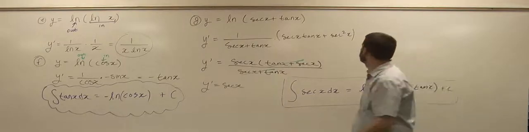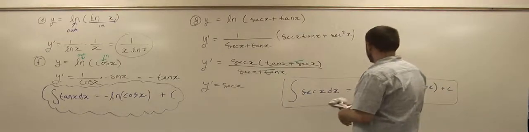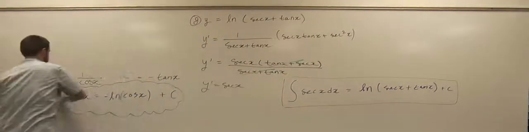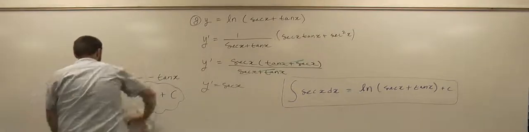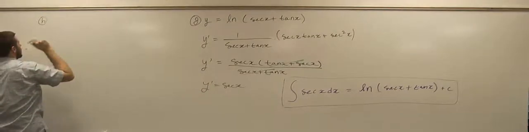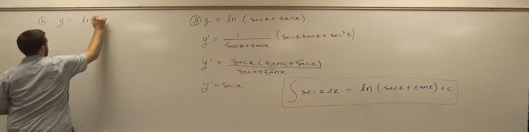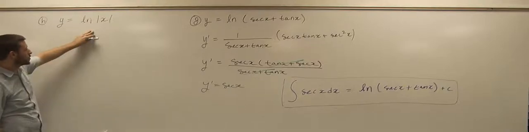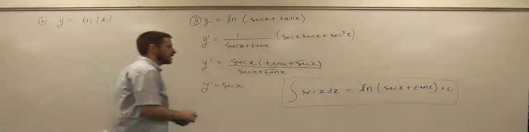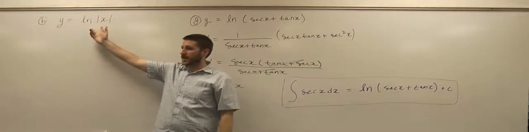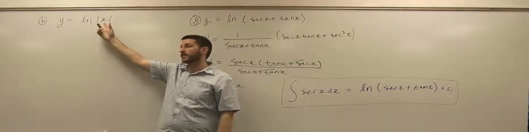I got one more. One more derivative. Let me go over here. This one's kind of slightly tricky. Let's do the derivative of, what is this, h? Let's let our function equal natural log of absolute value of x. So normally, natural log of x is defined only for x greater than 0. But natural log of absolute value of x is defined everywhere except x equals 0. You can put negative numbers in here, basically.